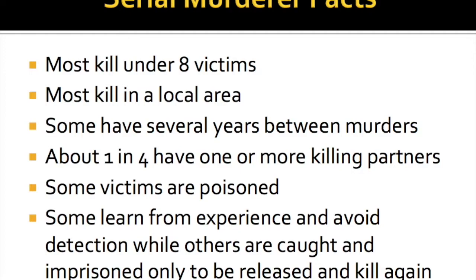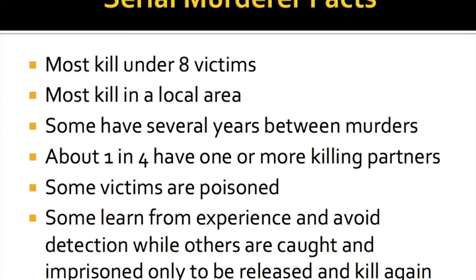Most kill under 8 victims. Most kill in local areas. Some have several years between murders. They have a cooling off period of longer periods of time, but again, these are different for different people that kill. About 1 in 4 have 1 or more killing partners. That's something that's unique. Somebody usually knows or helps out, but is scared to go forth, or they love them. We'll see that later on.